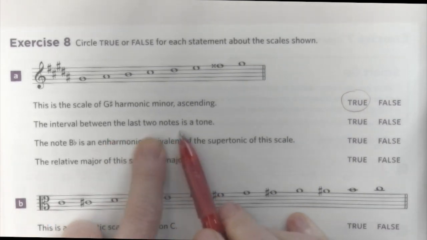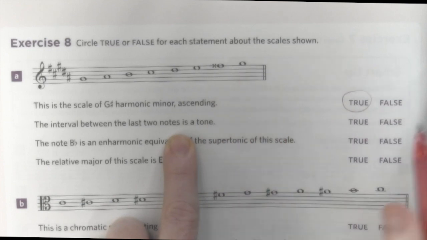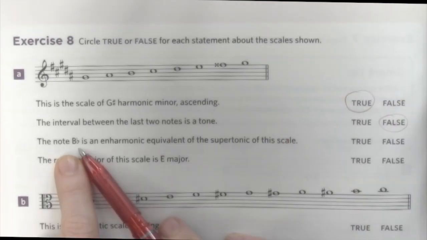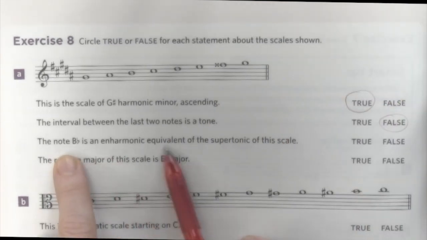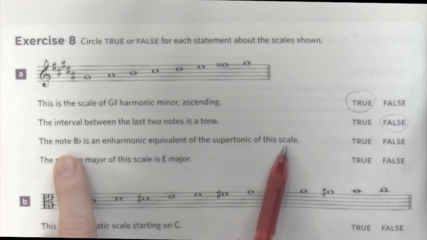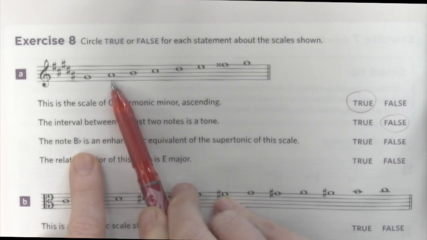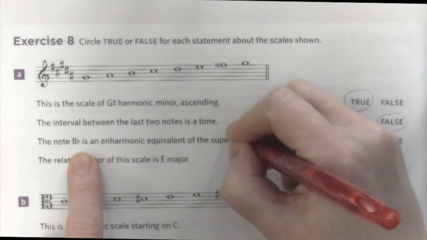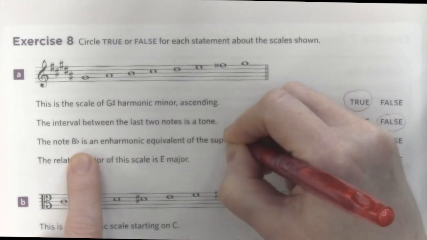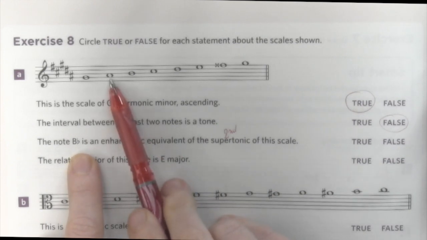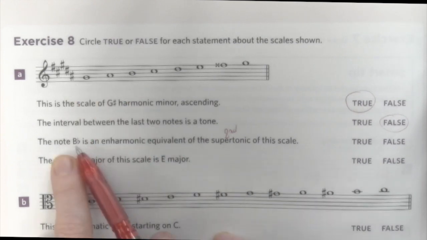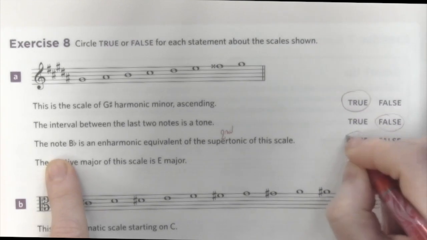The interval between the last 2 notes is a tone. I've just said that is a semitone, so nope. The B flat is enharmonic equivalent of the supertonic in this scale. Yes, because the supertonic is the 2nd degree and the 2nd degree is la sharp, therefore B flat is the enharmonic equivalent.